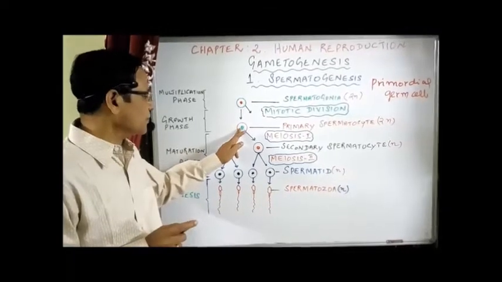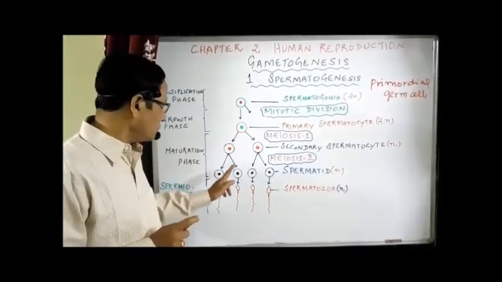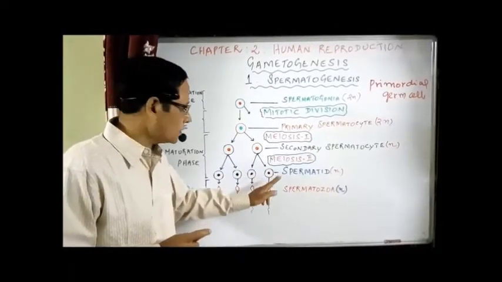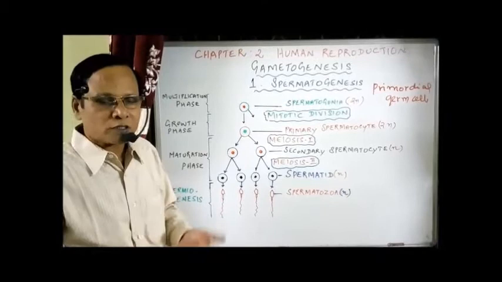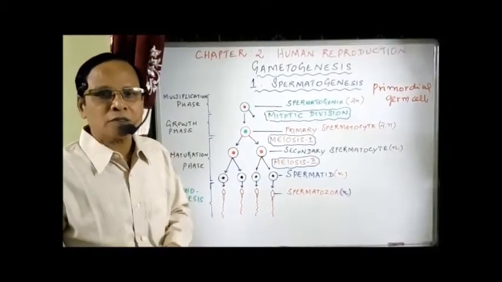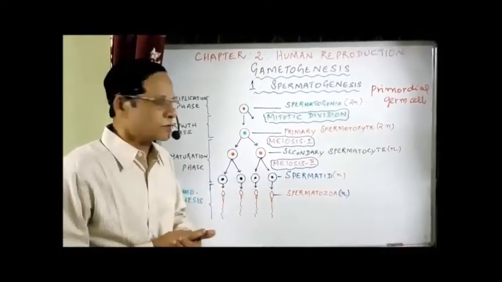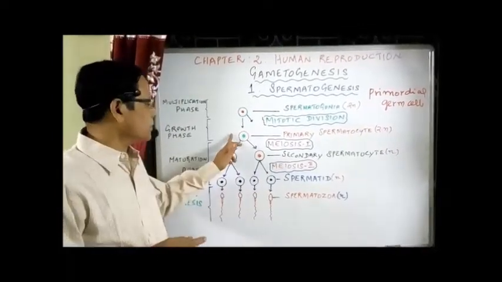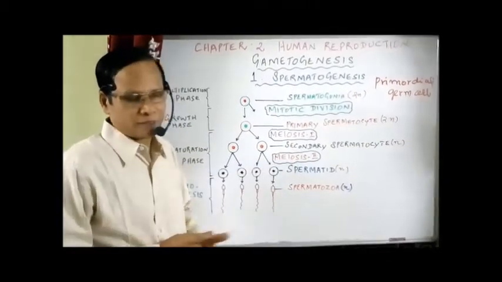You can see that. From a single primary spermatocyte, we have received 4 non-functional sperms called the spermatids. The spermatids are spherical cells with n number of chromosomes. They are also considered non-functional sperms. So from each primary spermatocyte we have received 4 spermatids.